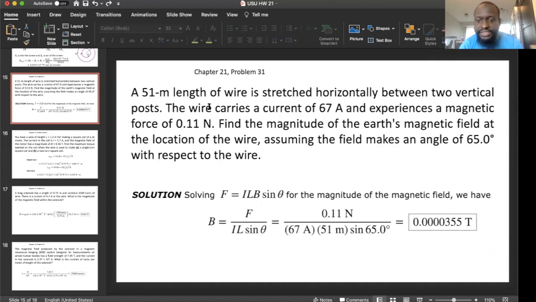So B is F over IL sine theta. We are given the angle that the field makes with the wire. So we'll just put everything in there to get the force divided by current times length times sine of theta.